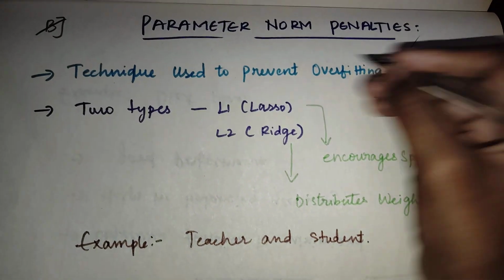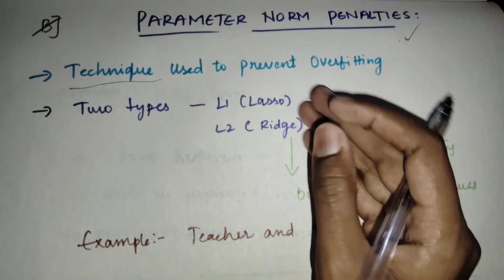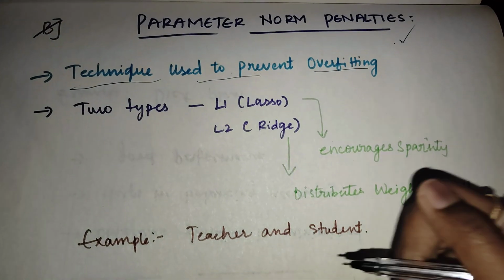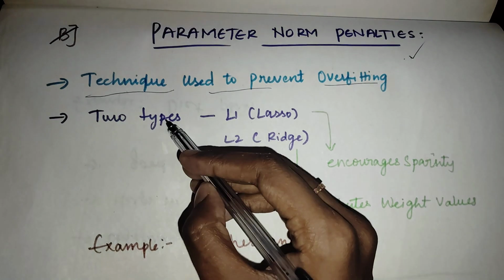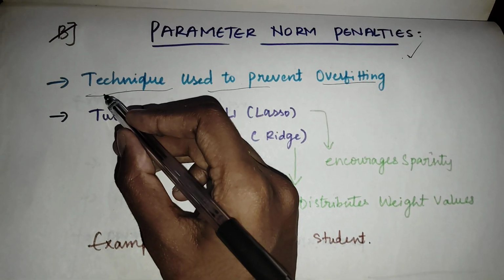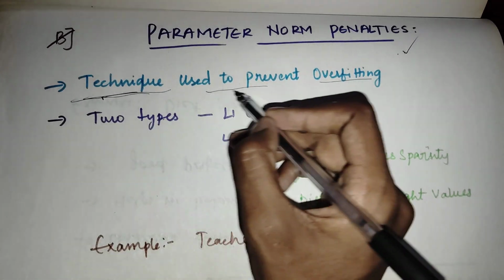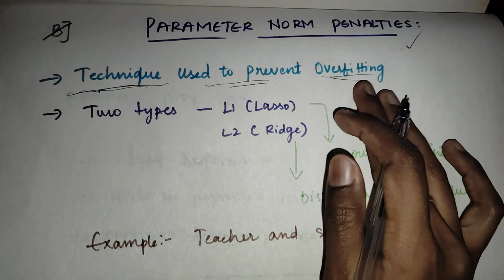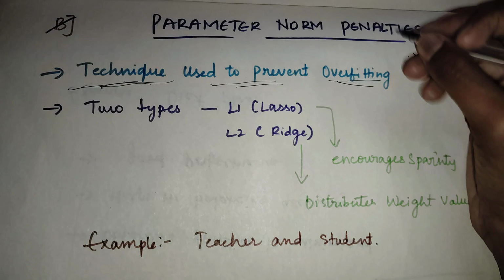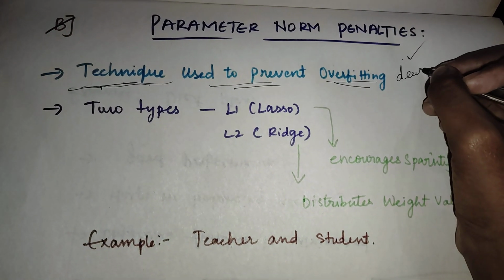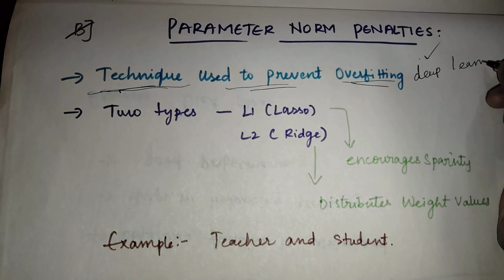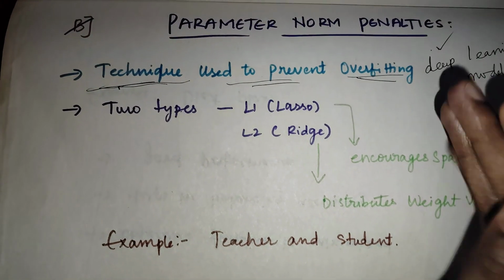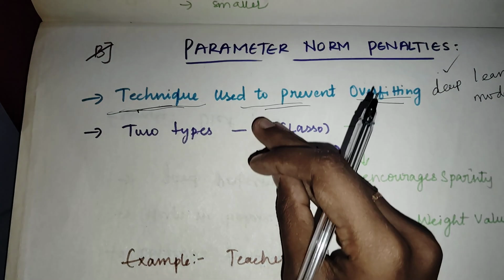Now basically this is a technique which is used to prevent overfitting. We have checked in the first video what regularization is, and in the second video we are seeing what parameter norm penalties are. It is a technique which is used to prevent overfitting, where? In deep learning models.